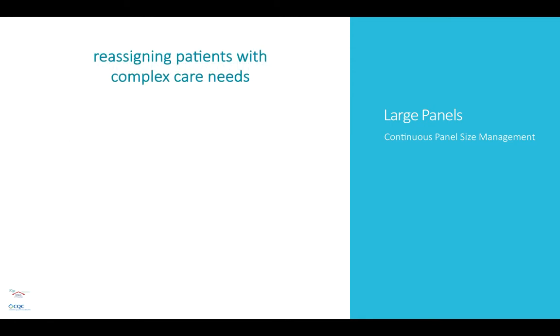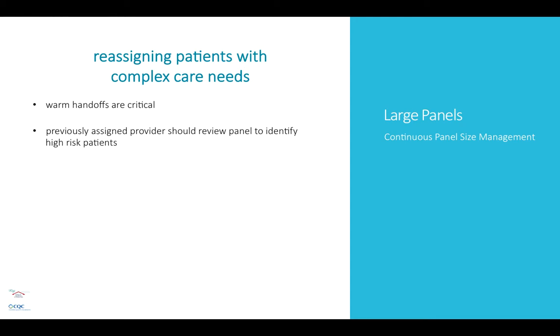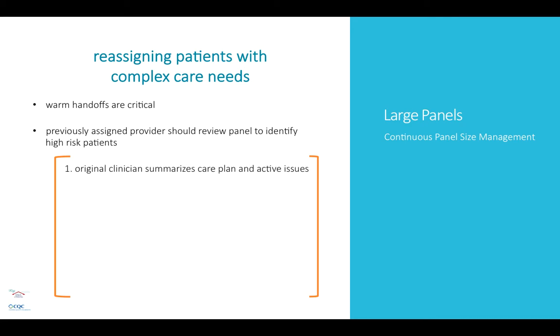Reassigning patients with complex care needs requires additional preparation. Warm handoffs are critical in establishing the new patient-clinician partnership. It's important to have the previously assigned provider review their panel to identify the patients that are particularly high risk. This can be accomplished through a process like the following. The original clinician should summarize the care plan and active issues to be followed up upon transfer. The original clinician should also be involved in identifying another clinician who would be a good fit for their patient.